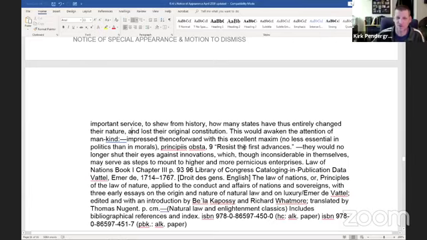Impressed thenceforward with this excellent maxim, no less essential in politics than in morals, principiis obsta. I don't know, Chris, how do you say that one? Resist the first advances. Well, those first advances have been made a long time ago. We're getting down to the very tail end of Agenda 21 being implemented. Now they've got Agenda 2030, right? Because they're not going to get it done by 2021.